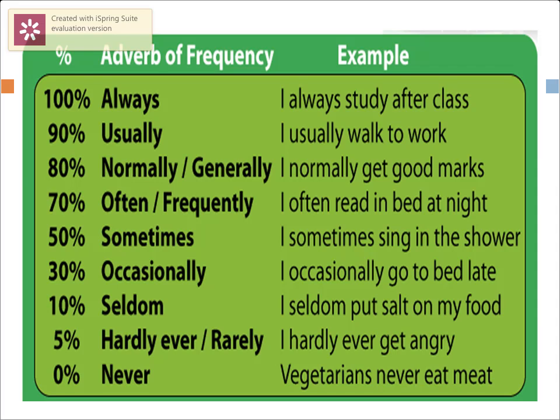And if something is done like say 80 to 90%, we can use normally. Or less than that, we can use often. And if it's only like 50-50, you can use sometimes. And for lesser things, you can use occasionally or seldom. And if something is never done, we use the adverb never. Vegetarians never eat meat. Or something which has very less frequency, you can use hardly ever or rarely.